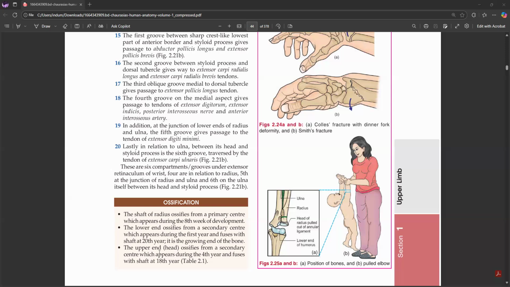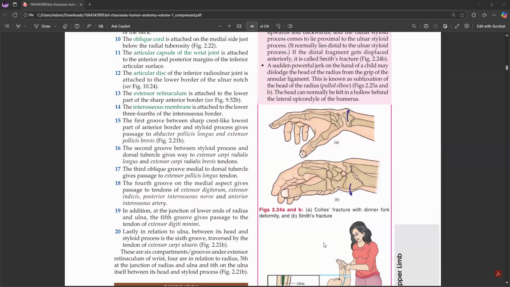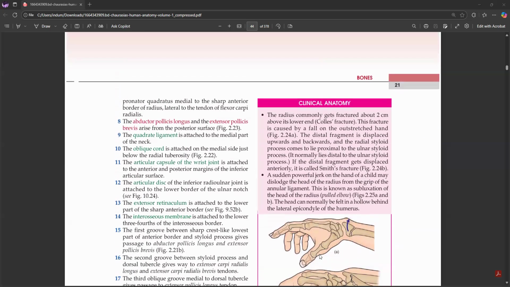Ossification. The shaft of radius ossifies from a primary center which appears during the 8th week of development. The lower end ossifies from a secondary center which appears during the first year and fuses with shaft at 20th year. It is the growing end of the bone. The upper end, head, ossifies from a secondary center which appears during the 4th year and fuses with shaft at 18th year. Table 2.1.